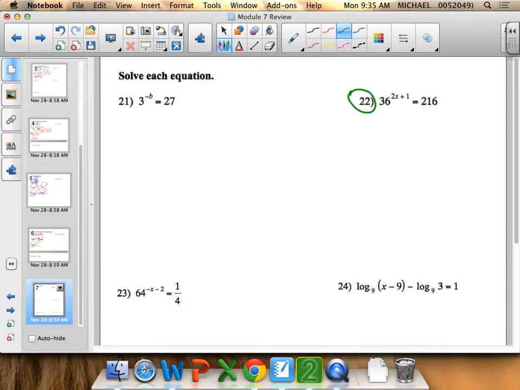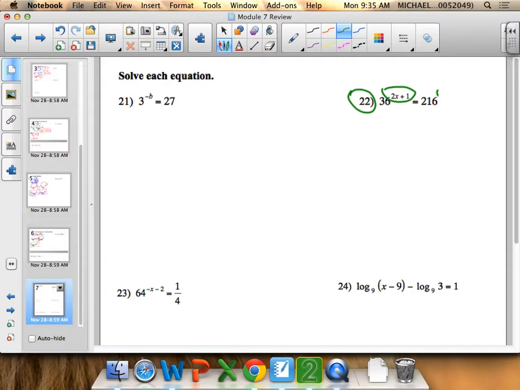I'll do 22, you do 21 and 23. For 22, I know that it's exponential, for one, because there isn't a log written, and there's powers that exist. In this case, 36 is being raised to the 2x plus 1. It's important to keep in mind that 216 is also being raised to a power. I know it to be 1 because it's not listed.